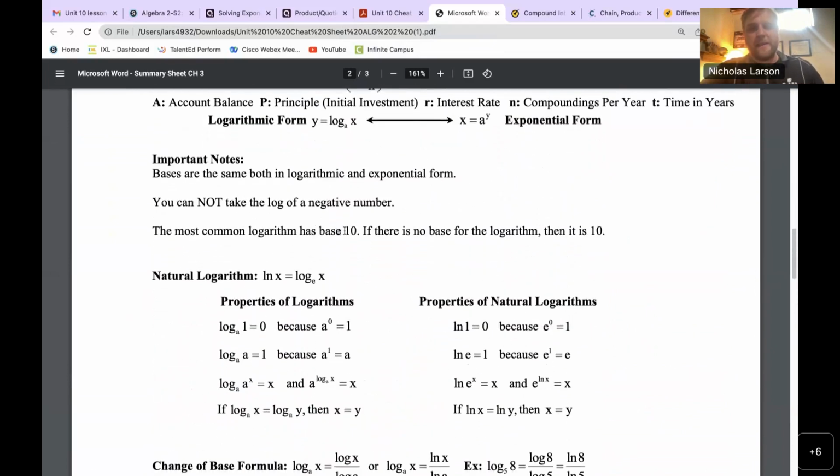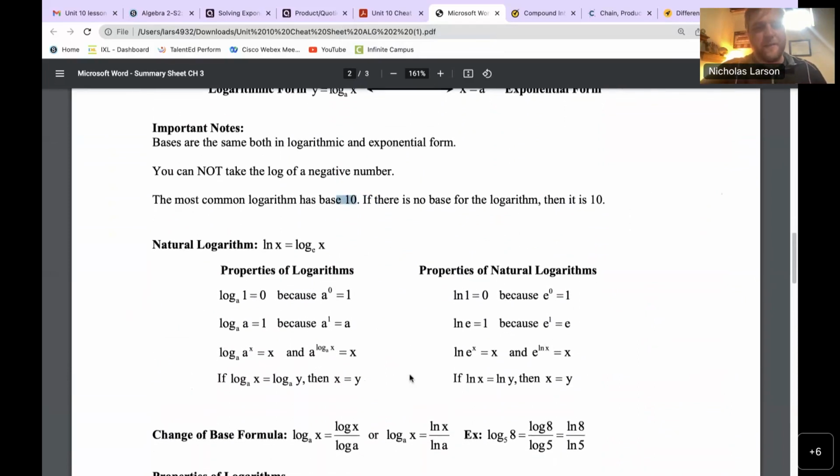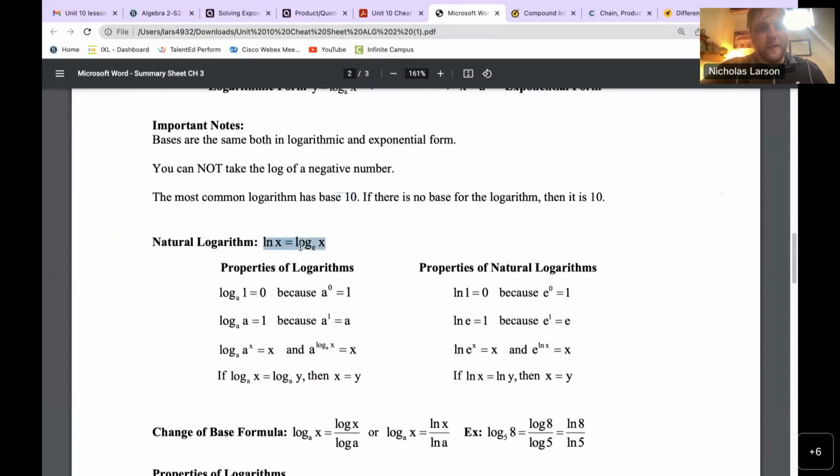Log has a base 10. So again, in our calculator, whenever we use a log, it's in base 10. We do have a formula to convert it if it's not. Some calculators can just do it naturally. Again, natural logs, ln of x, is log with a base e of x. That's the natural log. We just shorten it to ln.